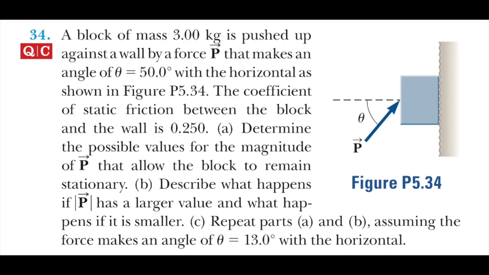This problem relates to problem 5.34 from homework 5. In problem 5.34, we calculated the magnitudes of P that would make the block stay stationary, and what would happen if P was bigger or smaller. In part A of this problem, we are analyzing the minimum value of P that would move the object instead of the magnitudes that would keep the block stationary.